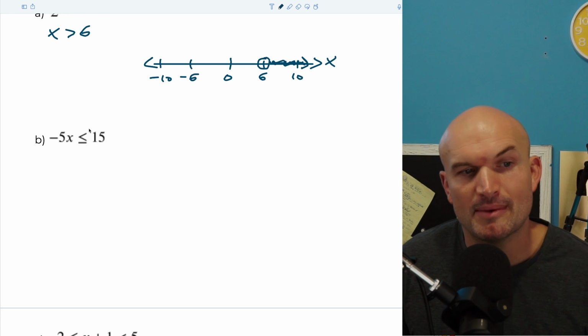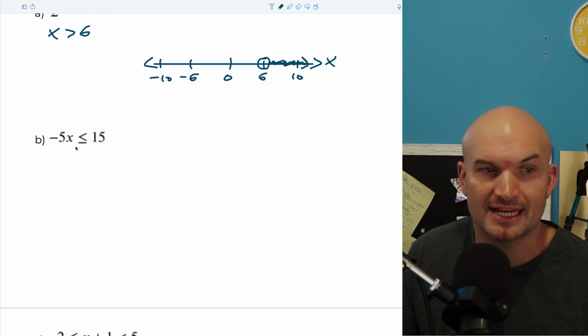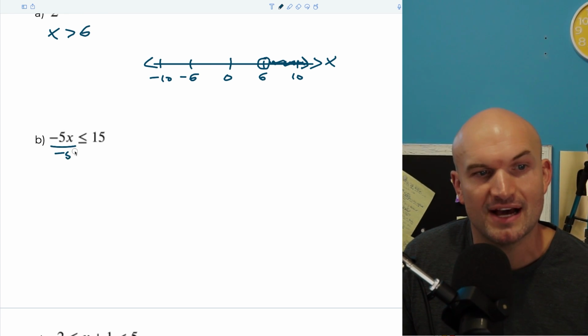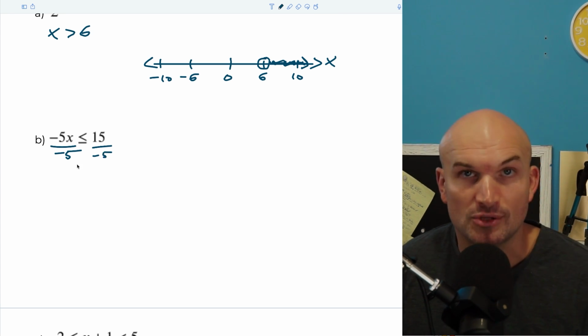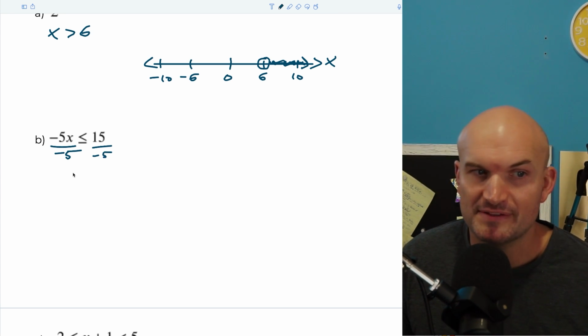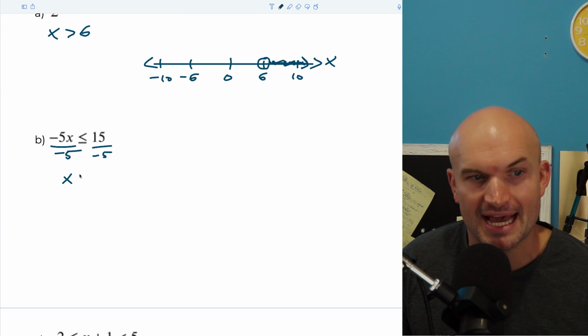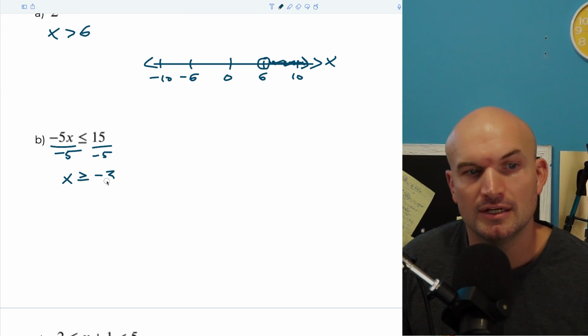Now in this example, remember what we basically want to do is, again, use our inverse operation. So we're going to divide by negative 5. Now in this case, remember whenever you're multiplying or dividing by a negative number, you have to make sure you flip the sign. So this is going to be x is greater than or equal to -3.